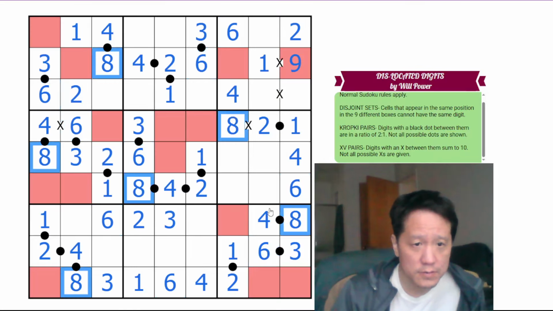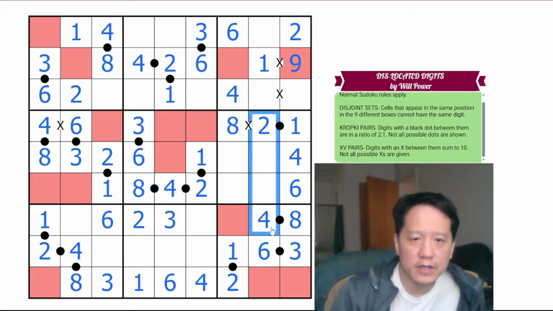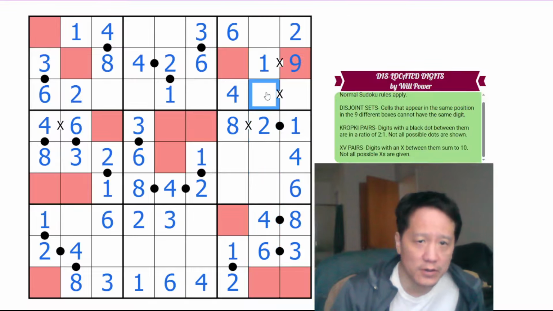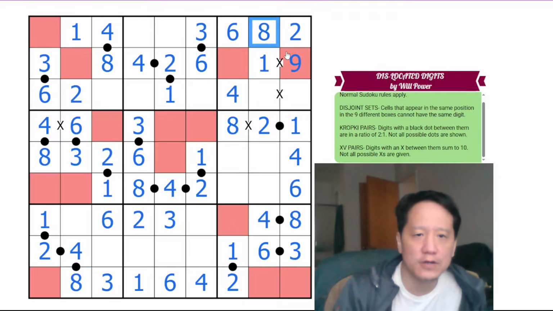8's. 8 in, let's see, okay, 8 in column 8. 8 cannot be here because of 8 in the boxes. 8 can't be here because of disjoint sets and 8 there. And this is filled in, so 8 has to be here.